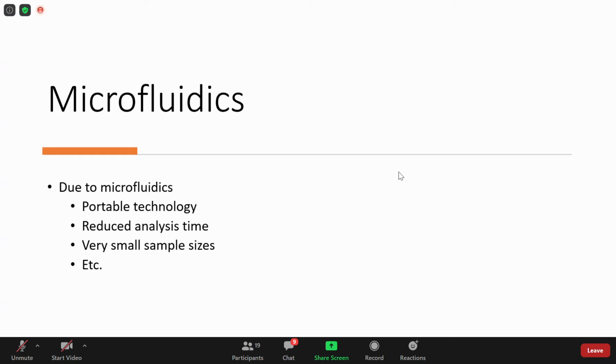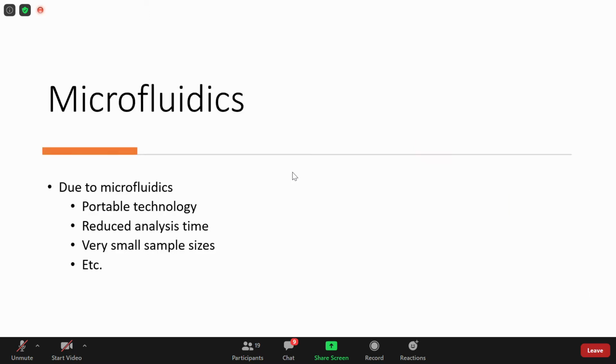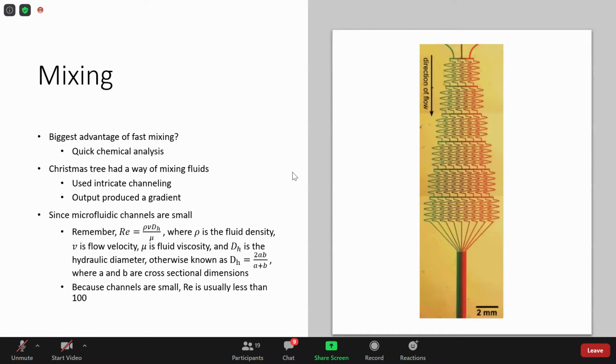Advantages of microfluidics: it's portable because it's so small and compact, you have reduced analysis time, and you have very small sample sizes. Because of this portable technology, usually you want to mix well. One of the biggest advantages of fast mixing is the quick chemical analysis that I talked about, to reduce analysis time.